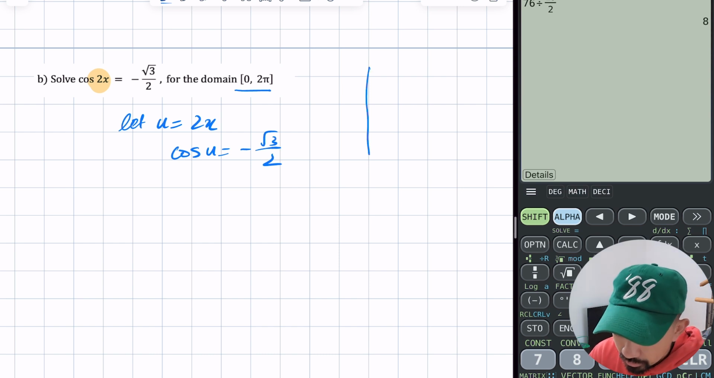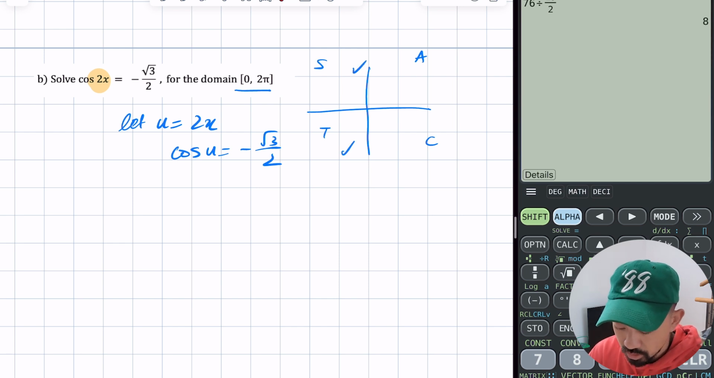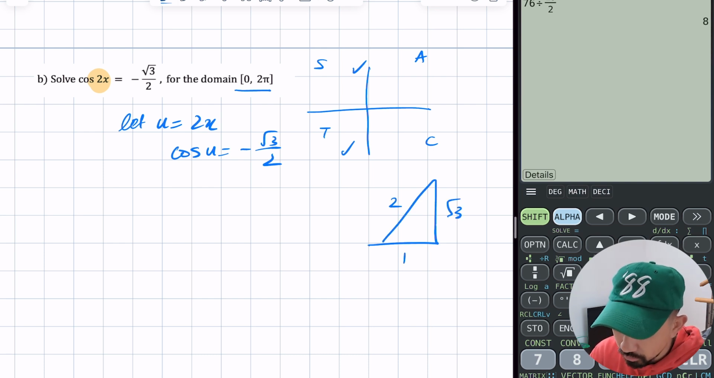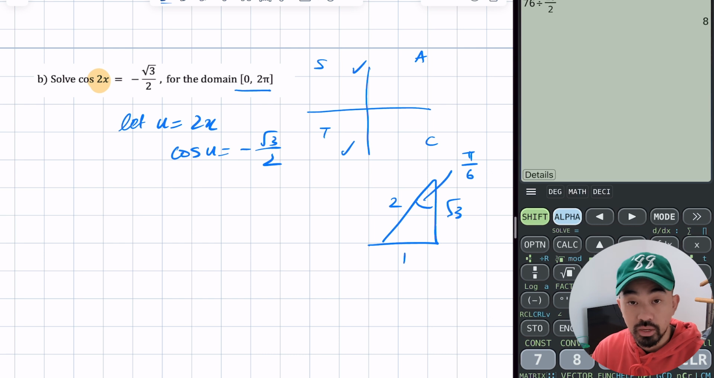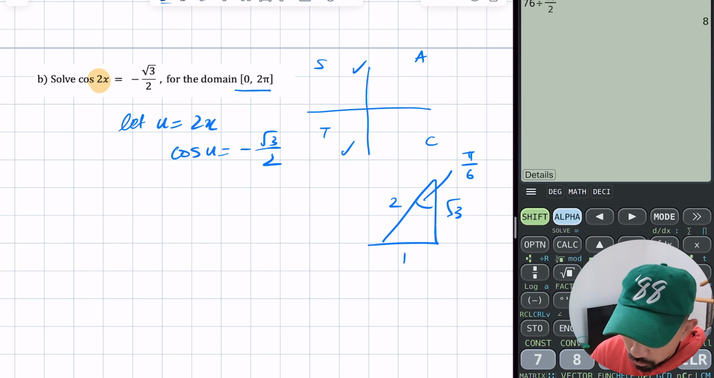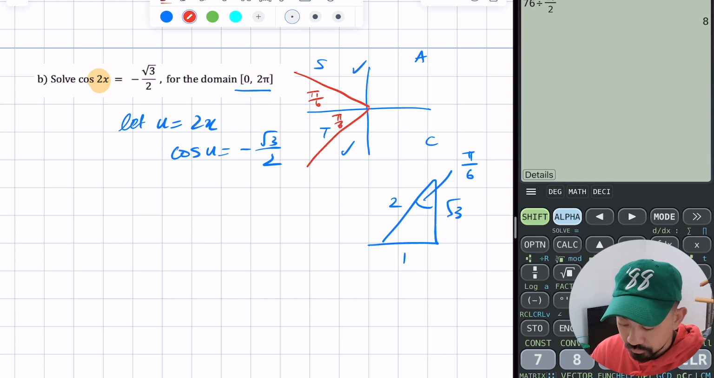So first of all, I need my all stations to central, and I know it's going to be in these two quadrants because cos is negative here. And then second of all, where do I get root 3 on 2? Well, from my exact value triangle, and I think I need this angle there, which is going to be 30 degrees or pi on 6 to give me adjacent over hypotenuse. So now I can put it in my diagram here. So I'm going to have pi on 6 here, pi on 6 here.